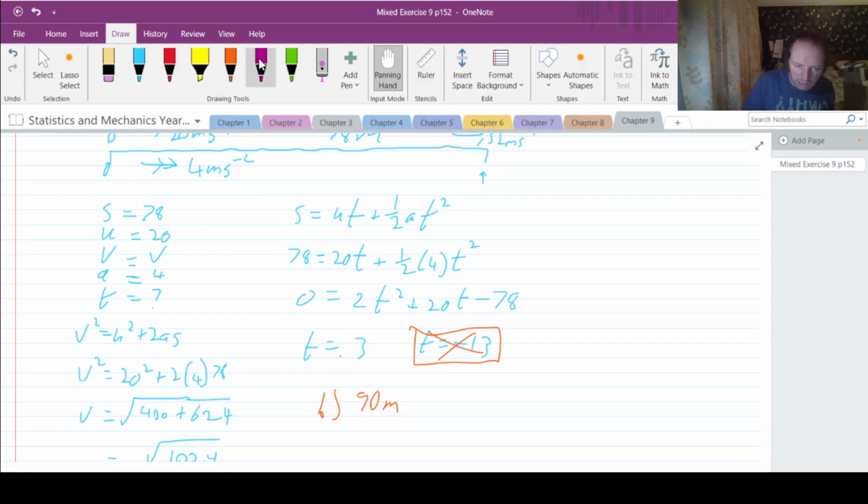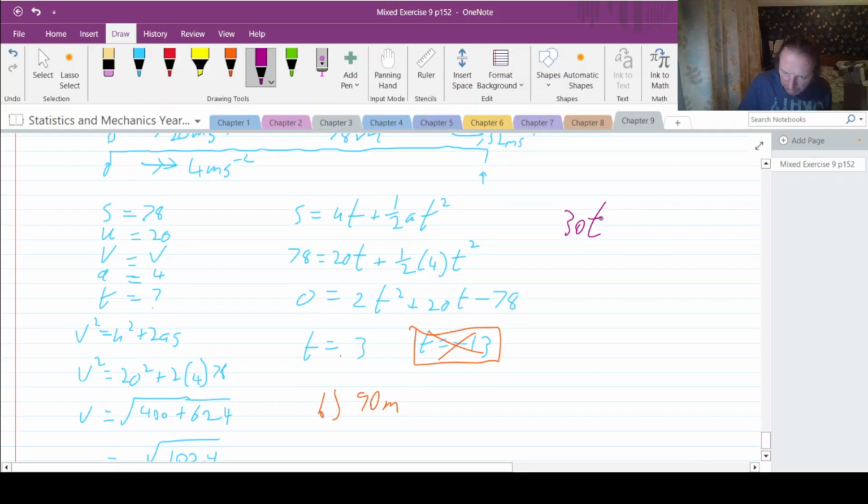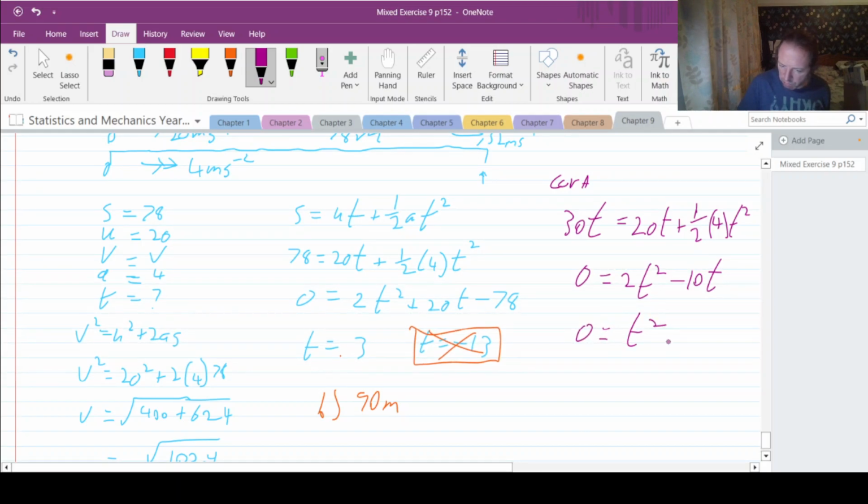So we can set up here that 30t from car A will equal the initial speed of 20t plus a half times 4 times t squared. Alright, so we're going to end up with 0 is equal to 2t squared minus 10t. Okay, let's make that all into 0 equals t squared minus 5t.